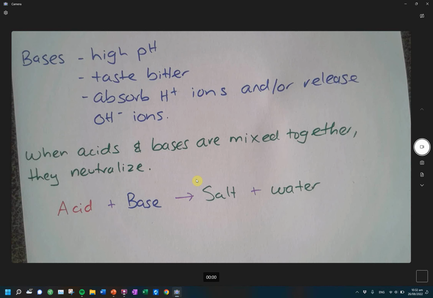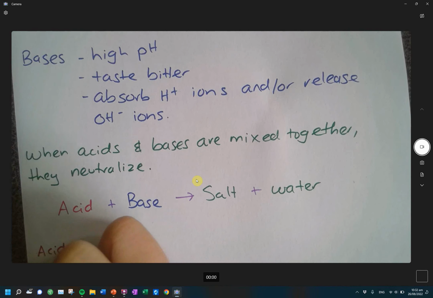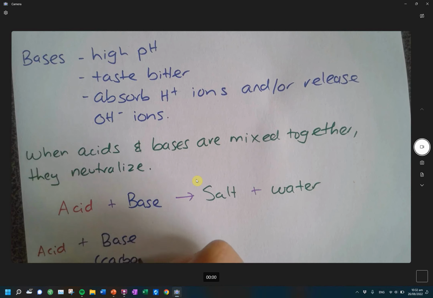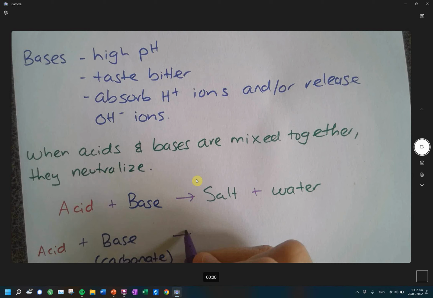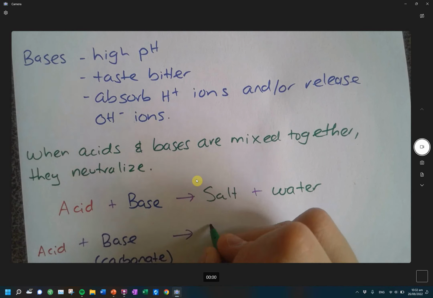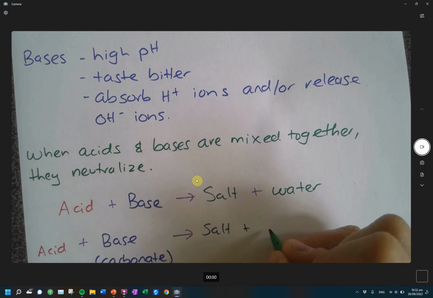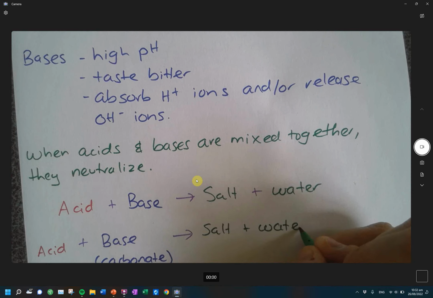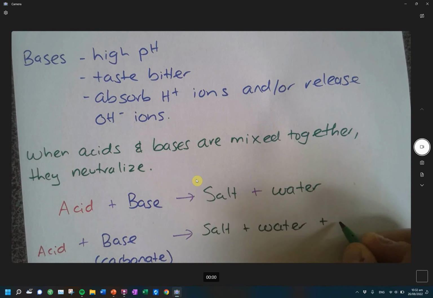Sometimes when they're mixed together, we can have an acid plus a base. Now, a really specific base that we're thinking about is a carbonate base. And when those two things get mixed together, we get a salt, we get water, but the third thing we get is a gas, which is carbon dioxide.